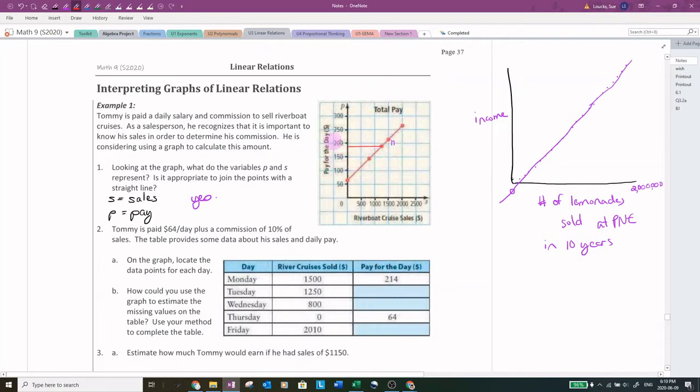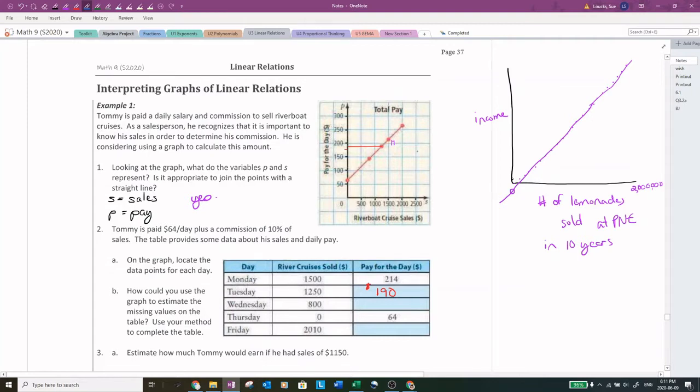So halfway between 150 and 200 right here would be 175. And that's a little bit less than halfway, so I'm going to call that 190. So it's about $190 on Tuesday. Okay? And then on Wednesday, he had $800 worth of cruises sold. So that would be, here's 750, a little bit to the right of that. It's going to be up here.